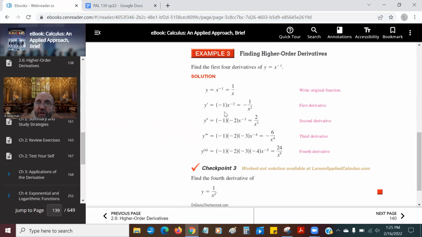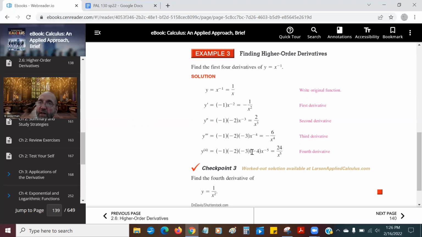So the derivative of this is going to be negative 1 times x to the negative 2, which is negative 1 over x squared. The derivative of this guy is going to be, bring down the negative 1, and here I get negative 2 times x to the negative 3, which is 2 over x to the third. Now the next derivative, the negative 1, negative 2 keep on coming down, and now I bring down the negative 3, x to the negative 4. That's a derivative with the power rule. And now I have negative 6 over x to the fourth.